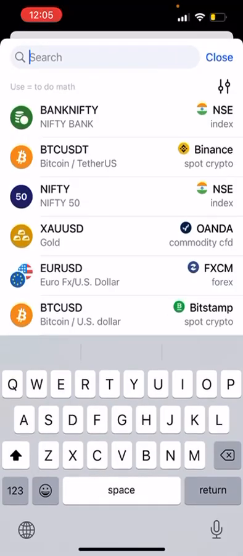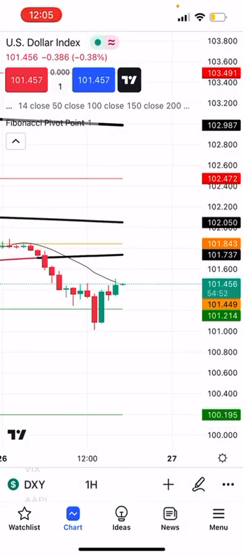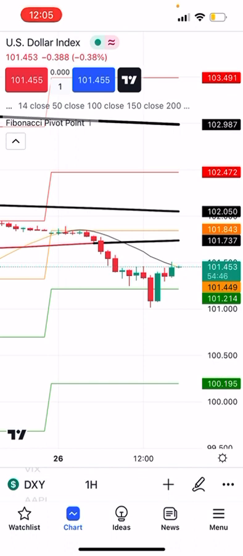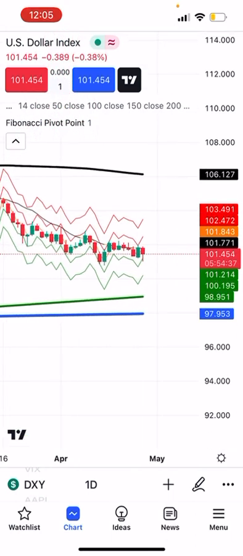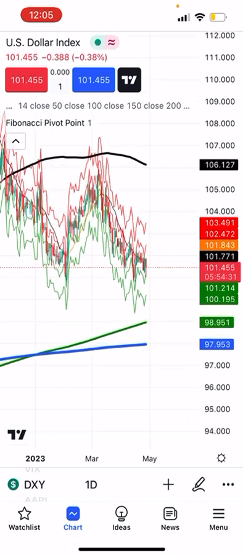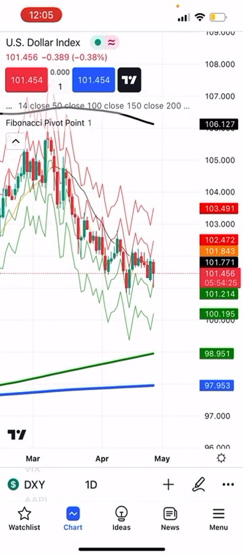I wanted to make this quick video to give a midweek update on what I'm trading and what I'm looking forward to trading in the coming days and weeks. So first I will go to the daily chart of the US dollar index, and you can see that the US dollar index was in a bearish mode for the last almost a month now.